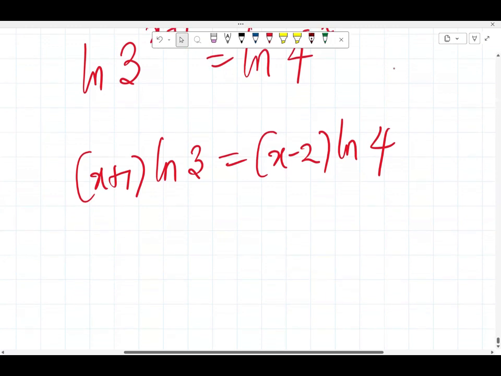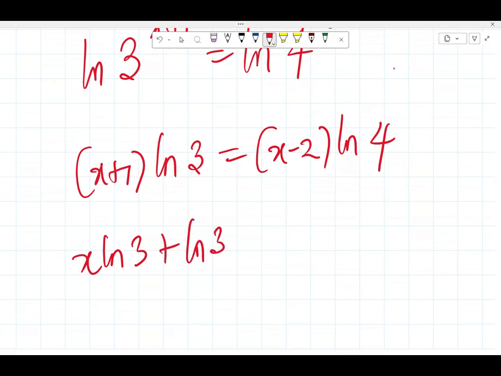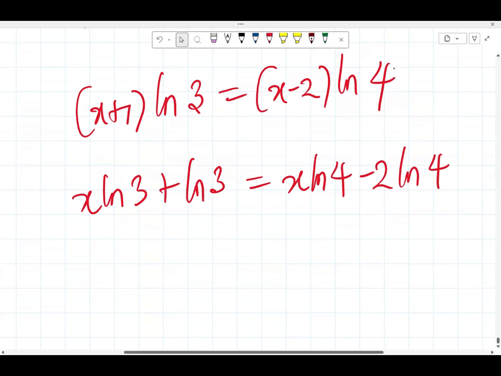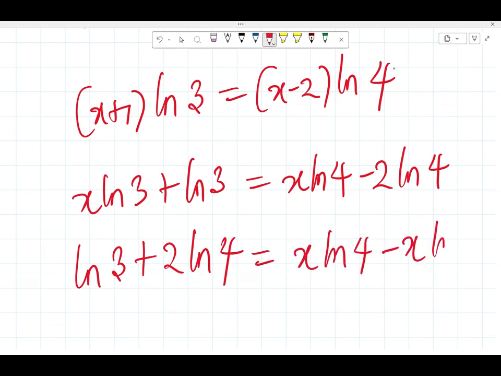Don't forget, you are solving for x, right? So you can expand this. We have x ln 3 plus ln 3, and then x ln 4 minus 2 ln 4. Then you can put the x's together. So we can have ln 3 on the left hand side plus 2 ln 4, and that is equal to x ln 4 minus x ln 3.